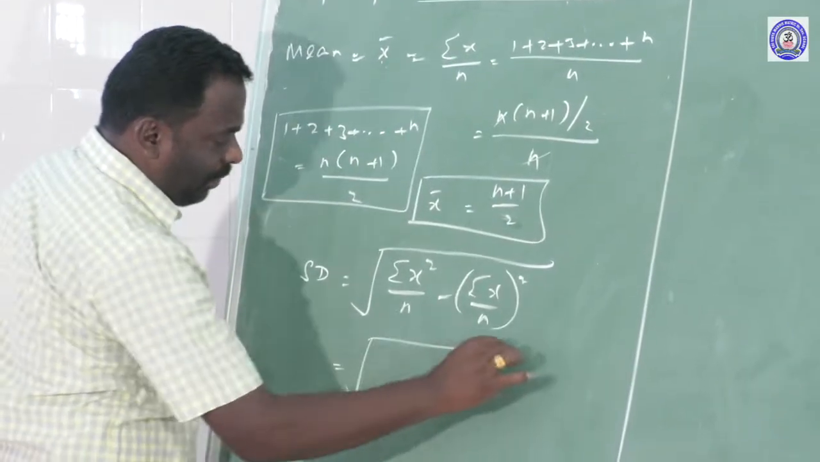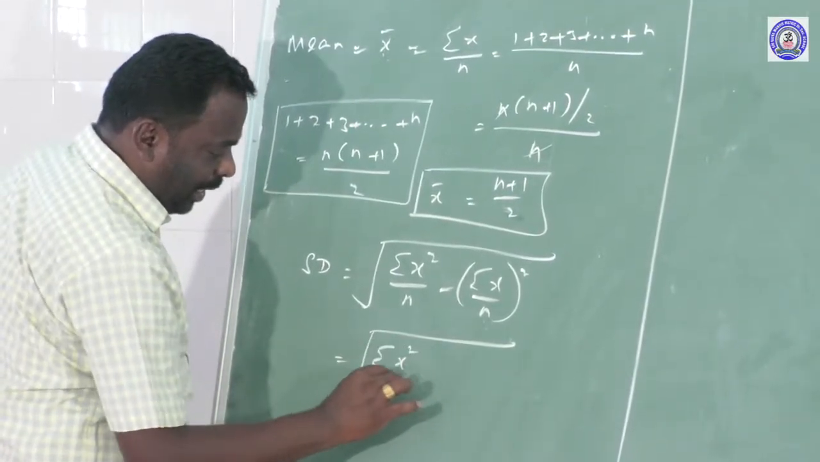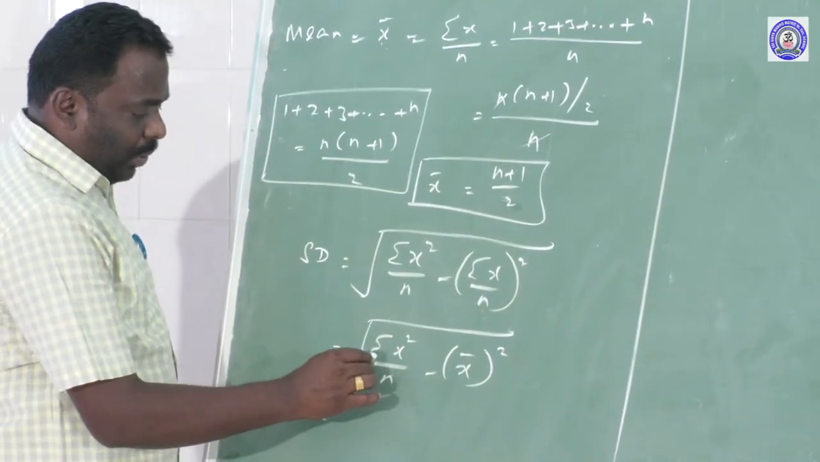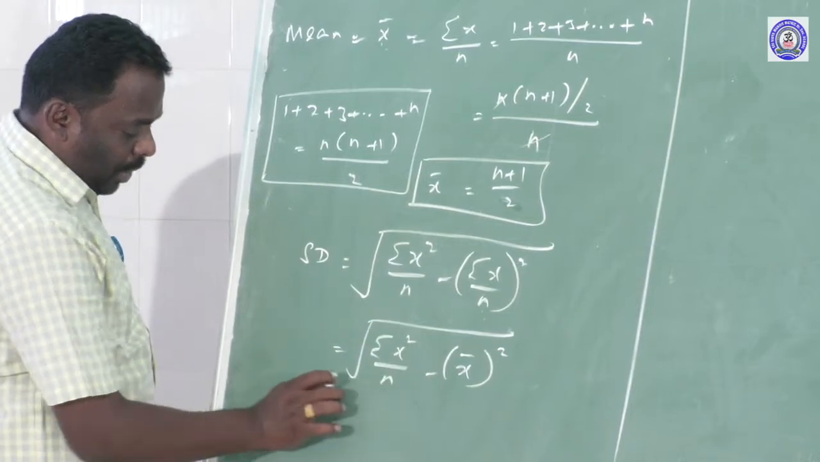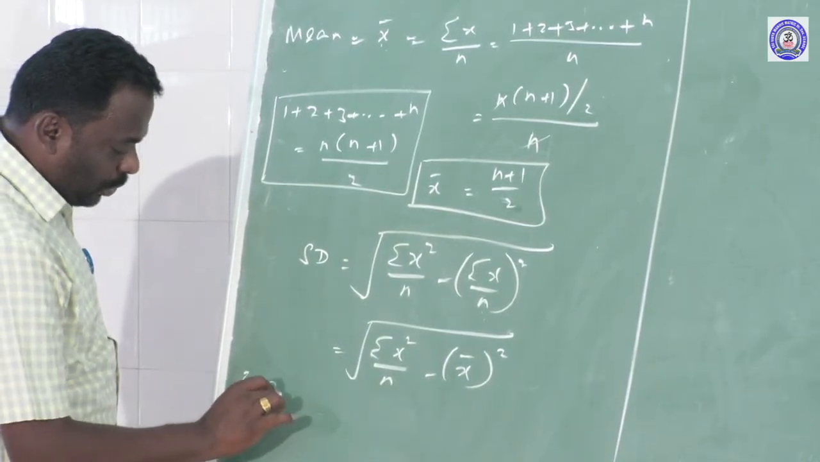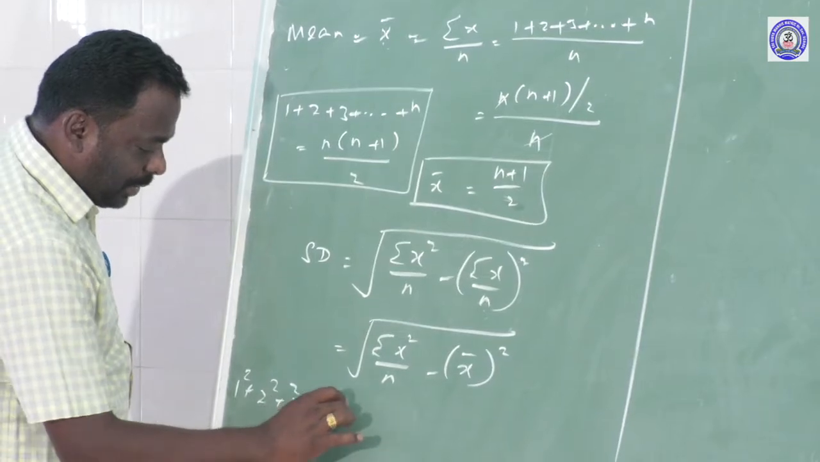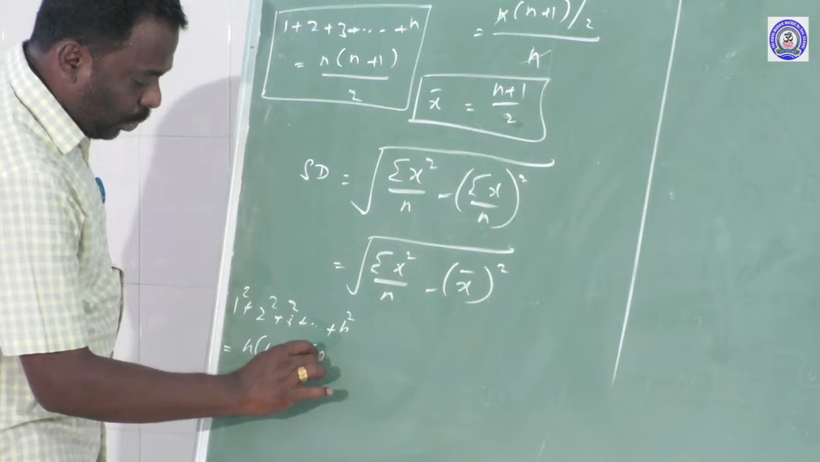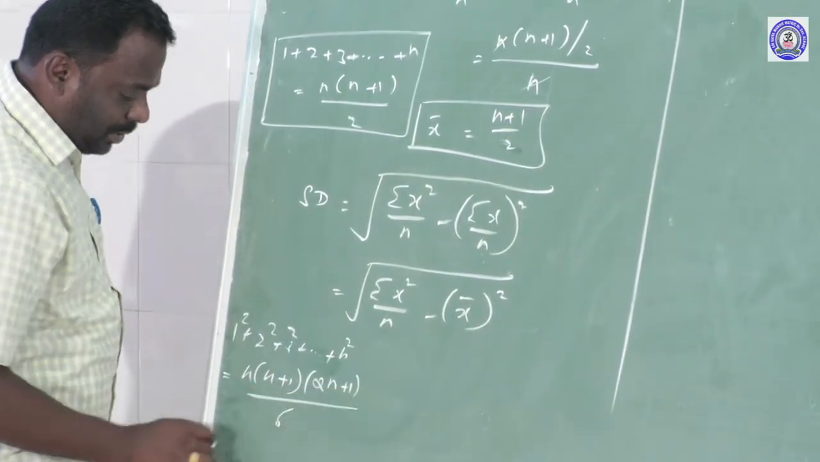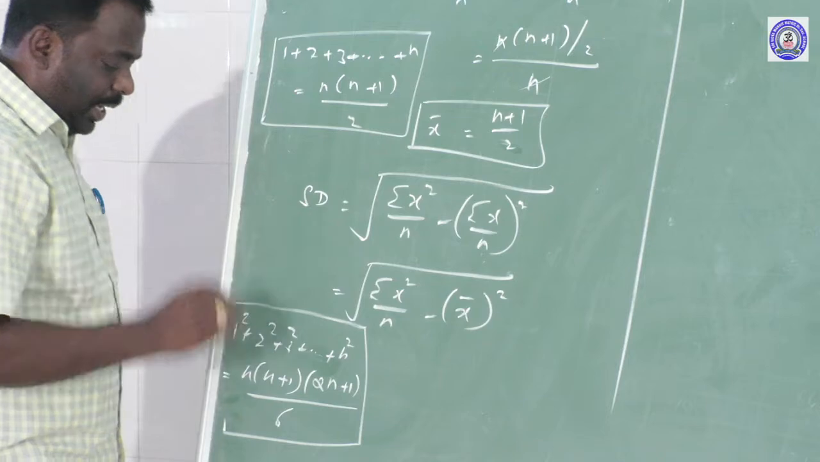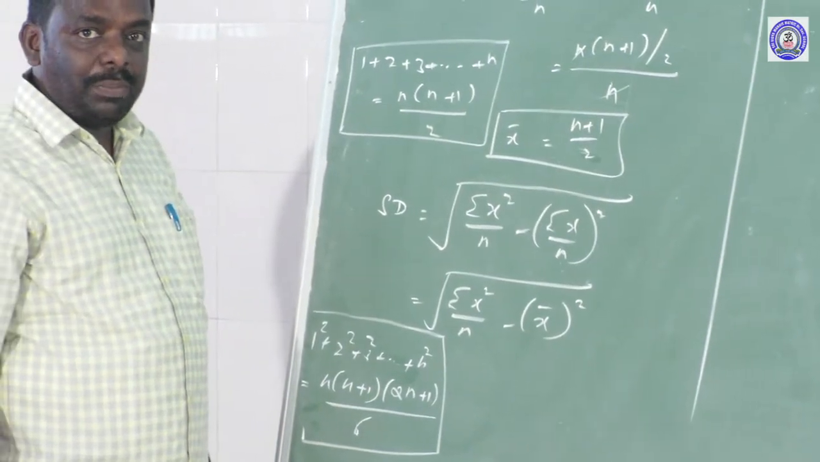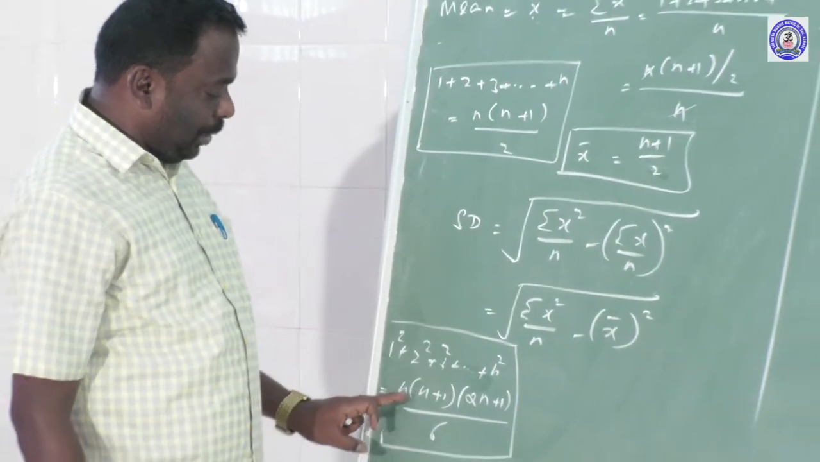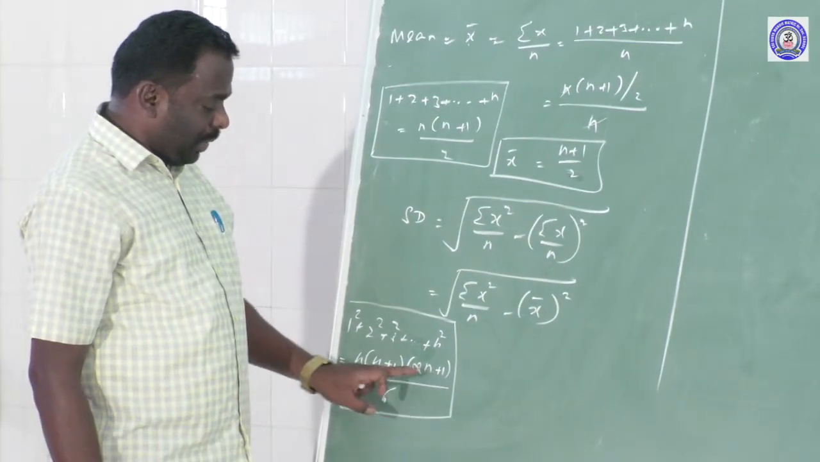That is equal to the square root of summation x square by n minus x bar whole square. Now we know the formula for summation x square. What is summation x square? 1 square plus 2 square plus 3 square etc. plus n square equals n into n plus 1 into 2n plus 1 by 6. This is the formula to find the sum of squares of n natural numbers.